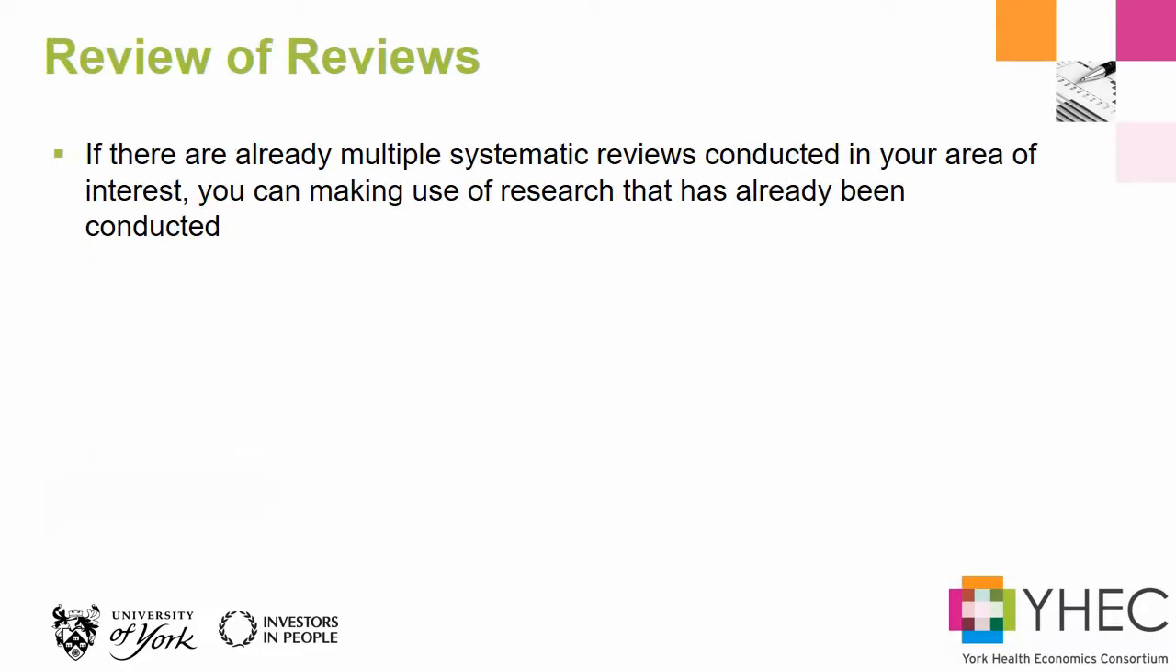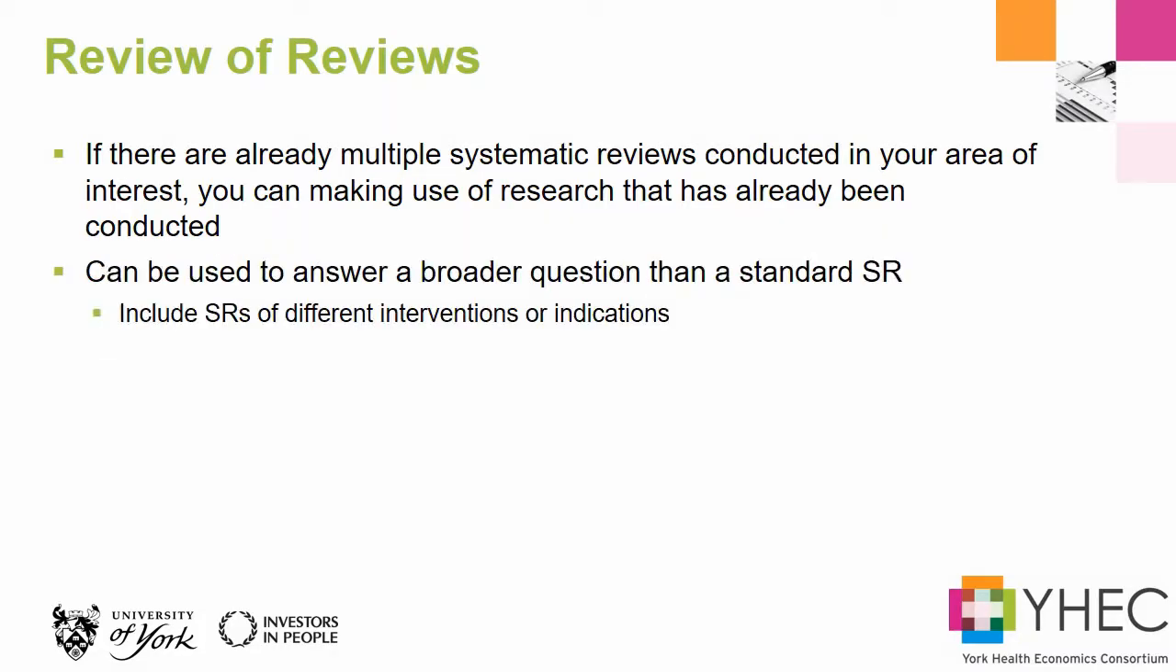A systematic review of reviews makes use of the research that has already been conducted, and they are useful when there are already multiple systematic reviews conducted in your field of interest. A review of reviews can be used to answer a broader question than a standard systematic review by combining the findings of reviews of different interventions when each has been explored in separate reviews.